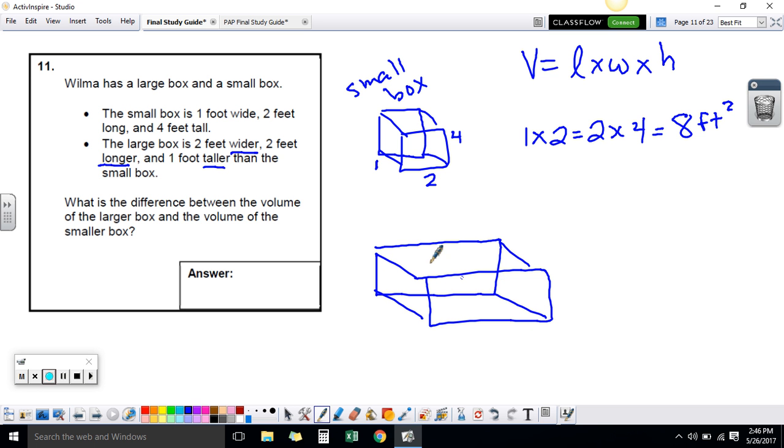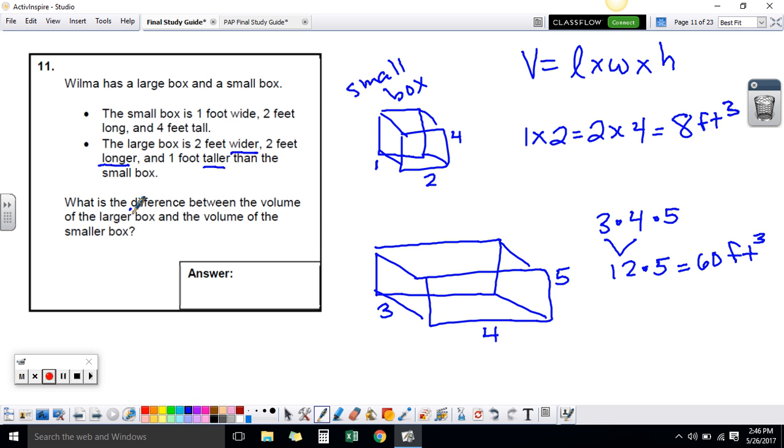since the large box is 2 feet wider than the small box was 1 foot wide, so 1 plus 2 is 3, so I'm going to label this side 3. It is 2 feet longer, so 2 plus 2 is 4, and 1 foot taller, which is 4 plus 1, is 5. So we're going to take 3 times 4 times 5. 3 times 4 is 12. 12 times 5 is 60. So the large box has a volume of 60 cubic feet. That should be a 3 up here.